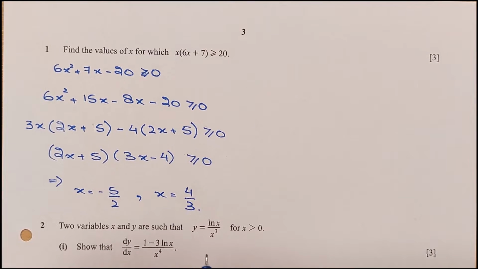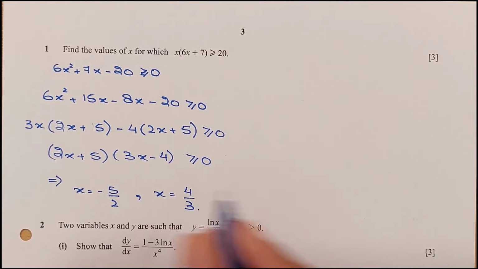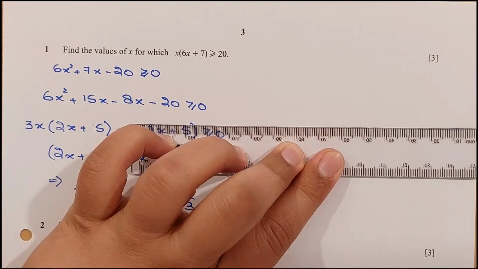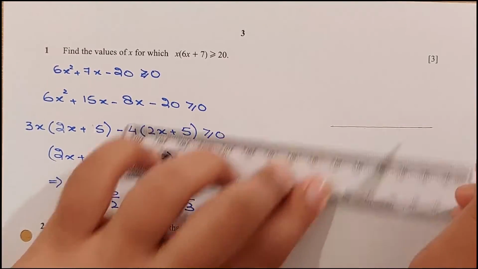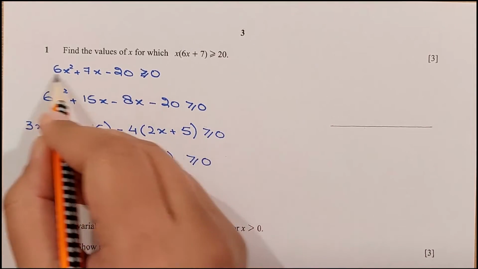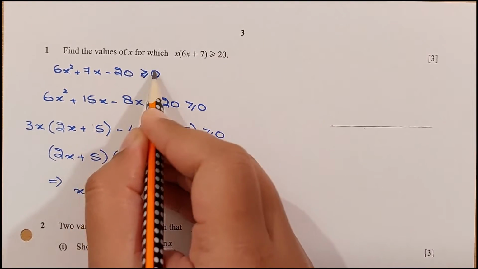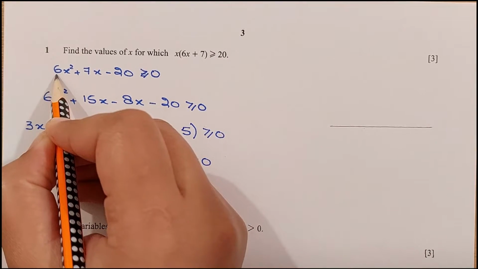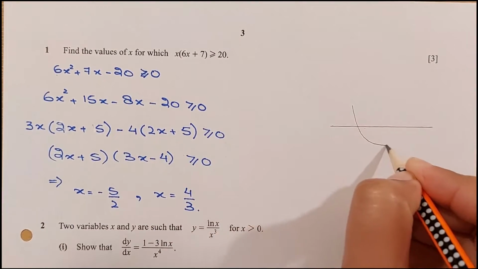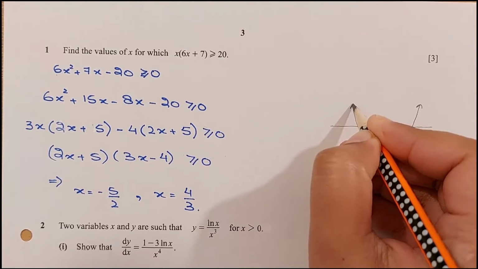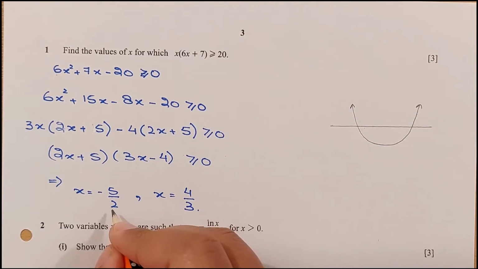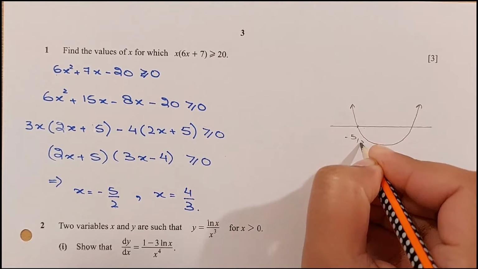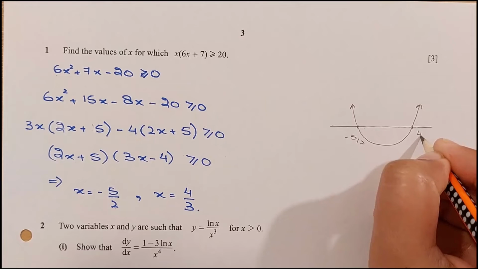Right, now let me solve this inequality. If I draw the parabola, as you can see, this is a quadratic equation, and its solution is greater than or equal to 0. The coefficient of x squared is positive, so the parabola opens upward. This is the shape of the parabola. Now we have two x-intercepts, minus 5 by 2 and 4 by 3.